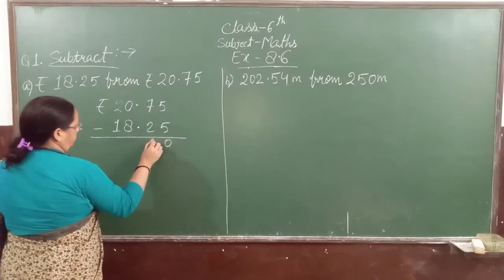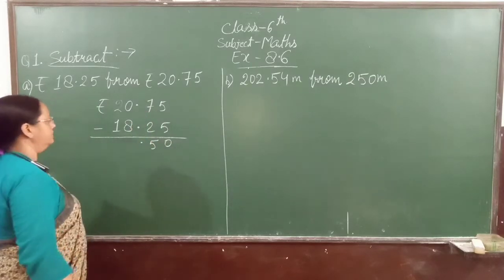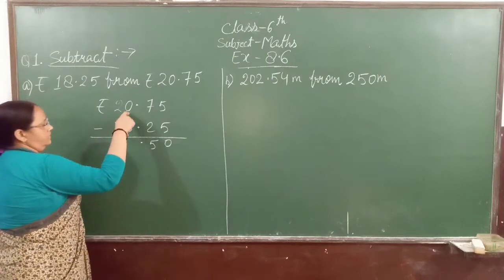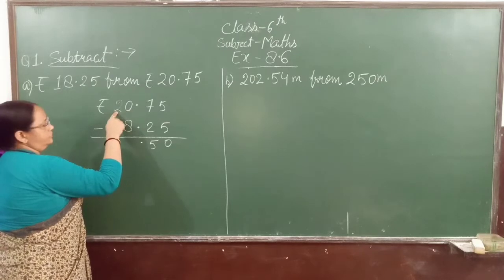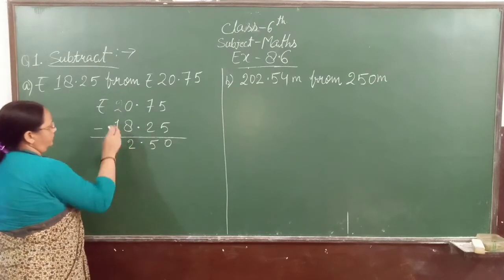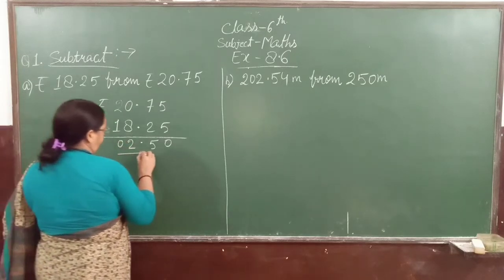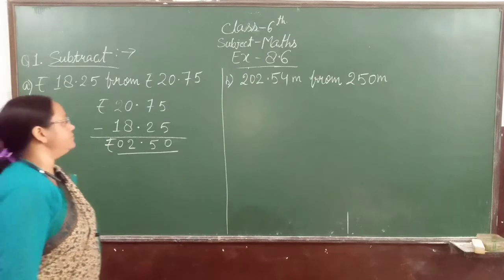Now use simple subtraction. 0 minus 0 is 0, 5 minus 5 is 0, then put the point. Now subtract 8 from 0: take carry from 2, this is 10, 10 minus 8 is equal to 2, and this is 0. What answer do we get? Rupees 2.50.